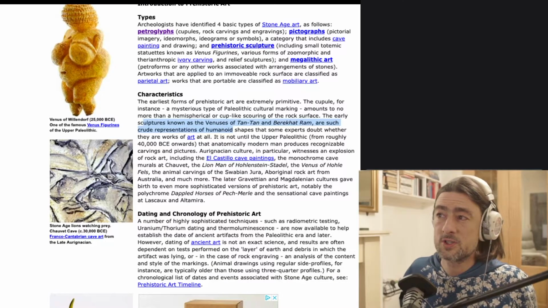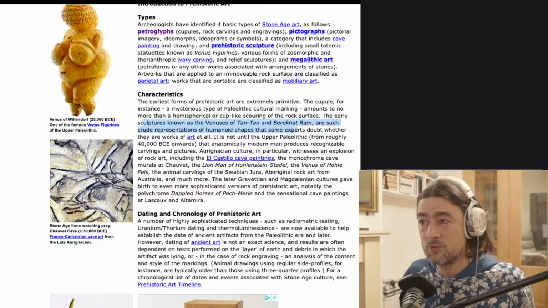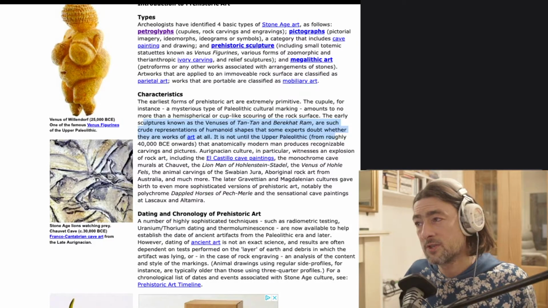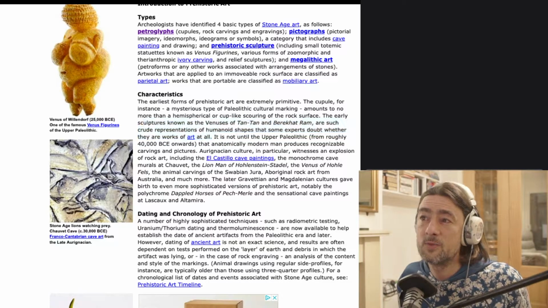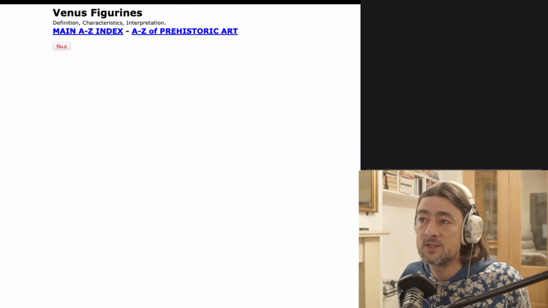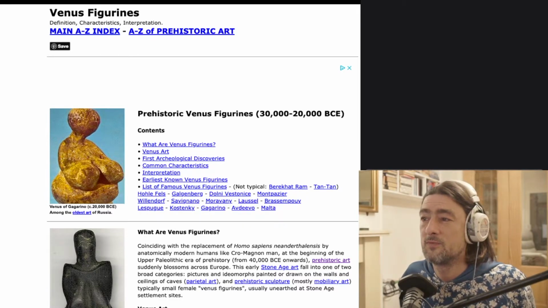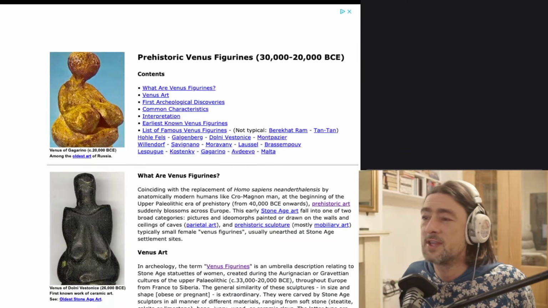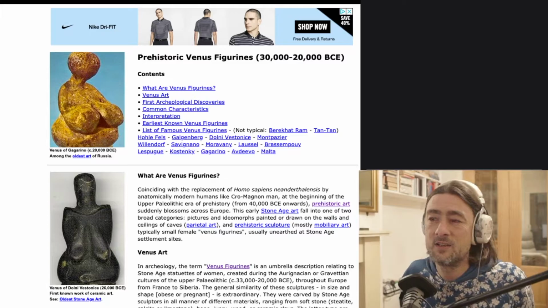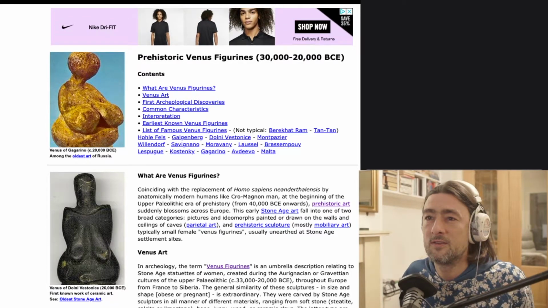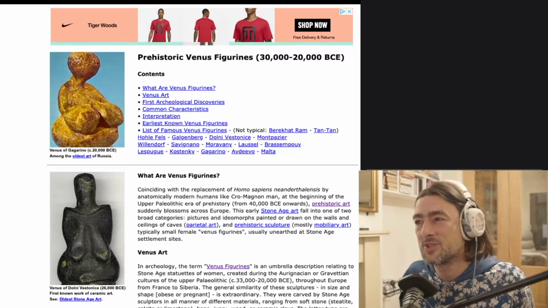The early sculptures, known as the Venuses of Vantan and Beret Ram, are such crude representations of humanoid shapes that some experts doubt whether they're works of art at all. So people doubt whether these Venus figurines are works of art. They think they might be more like fertility, or luck symbols, I guess.